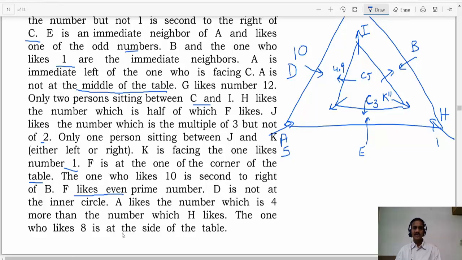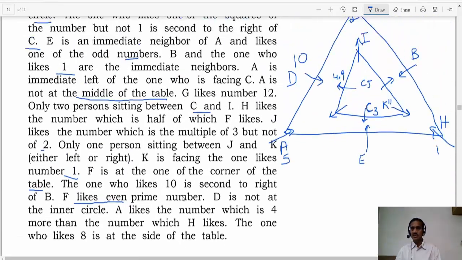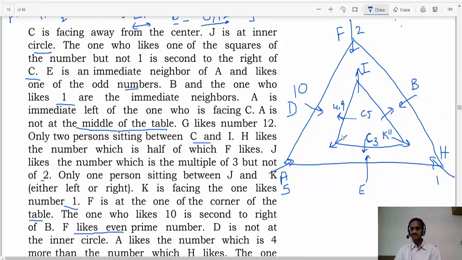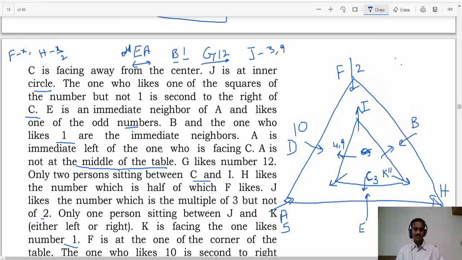The one who likes 8 is at the side of the table. 8 is at the side of the table అంటే 8. Now C 3 అయిపోయింది 11 అయిపోయింది. అండ్ J or K ఇక్కడ మనకి ఇంకా మిగిలిపోయింది ఎవరు చెప్పండి? C అయిపోయారు కాబట్టి 2 persons మధ్య 1 person ఉంటుంది చూడండి.